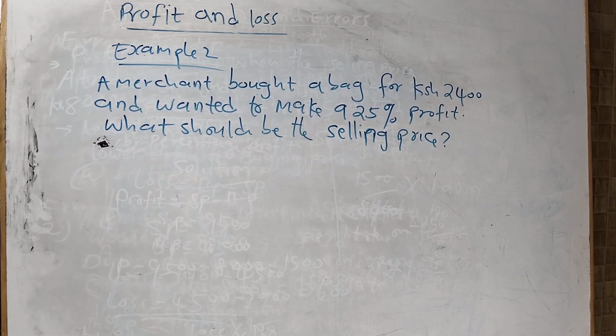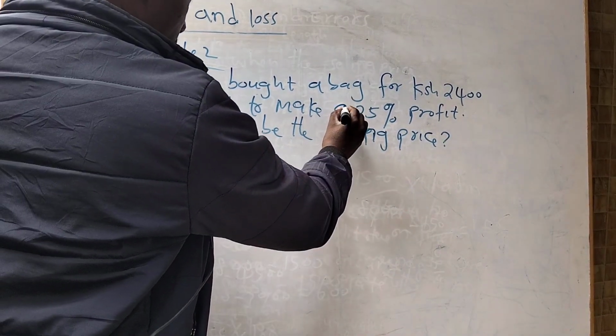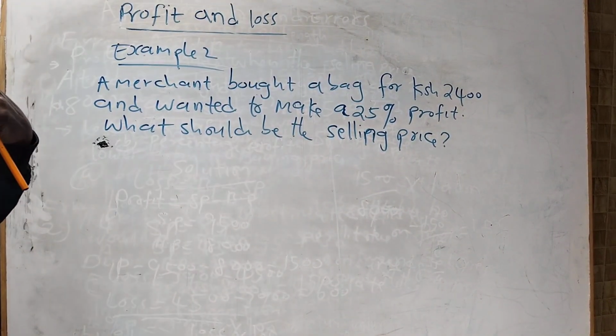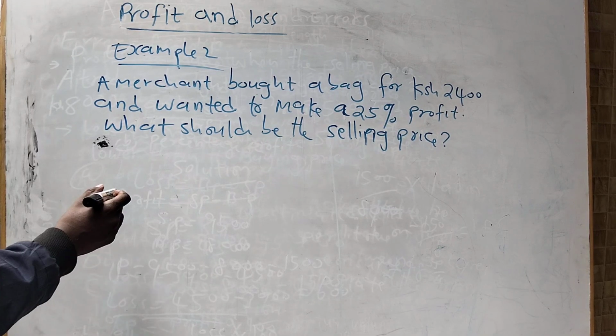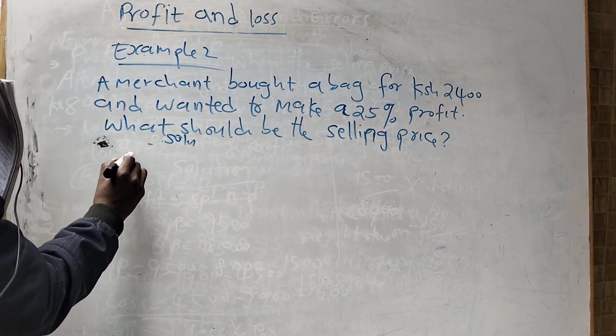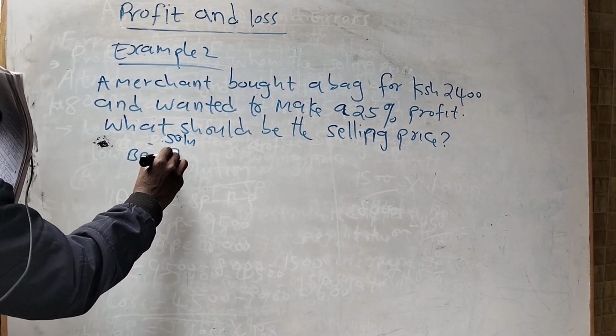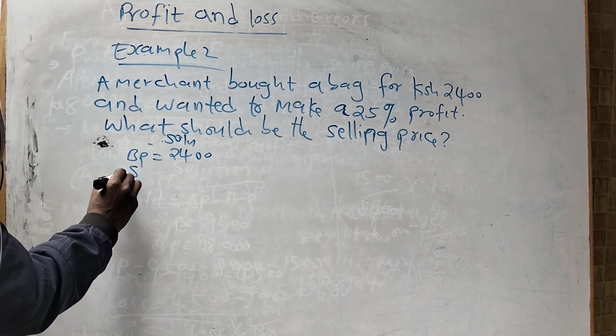We have example 2 here. Example 2 states a merchant bought a bag for 2,400 Kenya shillings and wanted to make 25%. A 25% profit. What should be the selling price? So what do we do here? We have to find the selling price, because the buying price is 2,400. So what's the selling price?